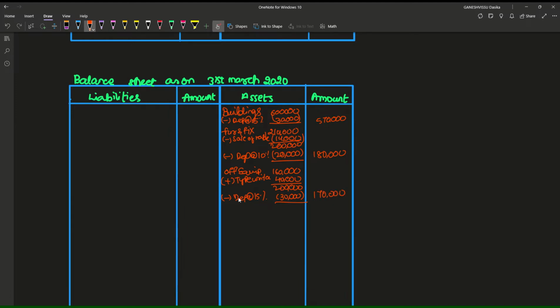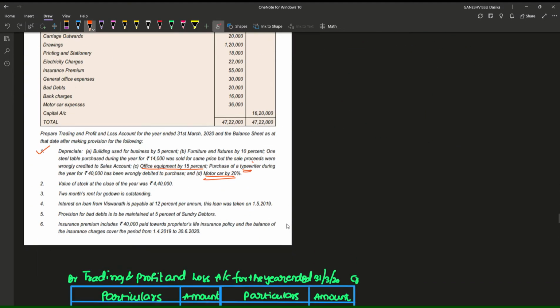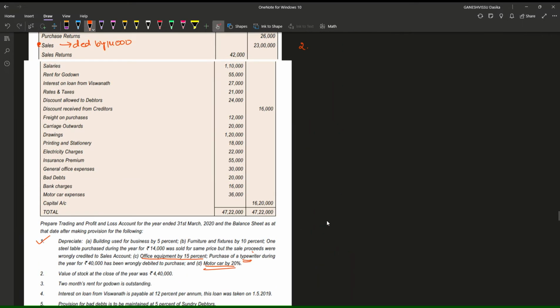And the next one is motor car. Motor car, we have the value of 2 lakhs rupees, and minus depreciation at the rate of 20%, which is 40,000. 40,000 depreciation is to be done, right? Minus 40,000, 1,60,000 in the outer column. So we have completed the total adjustment of depreciation fully.